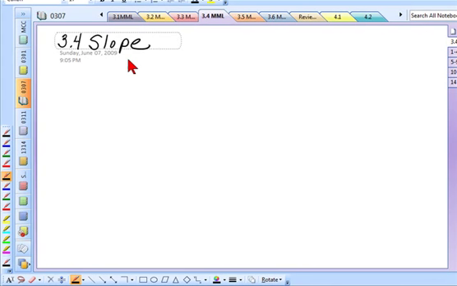Sometimes people think of skiing when they think of the word slope. I'm not a skier myself. I tried the experience once. It didn't work real well for me. So I'll just teach about slopes. I won't actually go do it again.